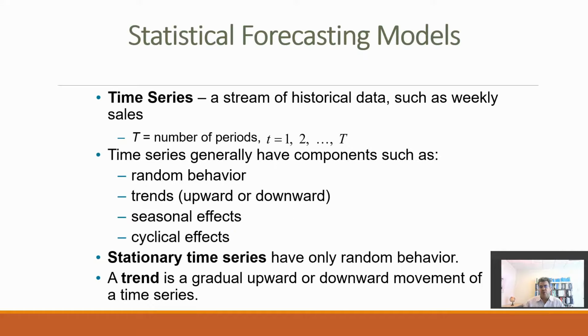So usually when we are talking about forecasting models, we are talking about time series, a stream of historical data such as weekly sales or daily prices, where T is the number of periods. And time series generally have components such as random behavior, that is what we are talking about today, trends, seasonal effects, and cyclical effects. And stationary time series, that is a moving average, have only random behavior. A trend is a gradual upward or downward movement of a time series.